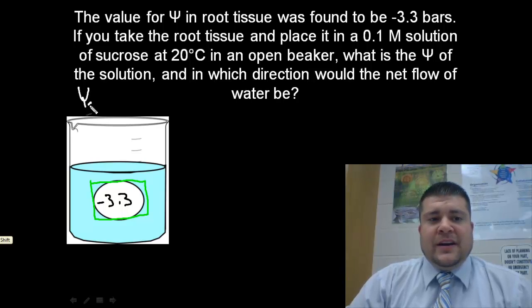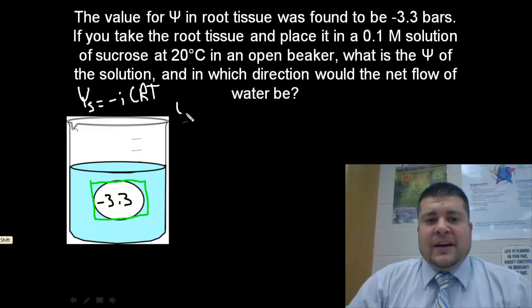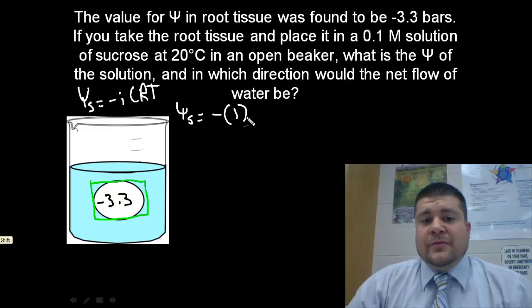And so the first thing we're going to need to find out is the psi S. And that has a cool little equation called negative iCRT. The way that we're going to find out what psi S is, is by taking that negative i, and i is going to be the ionization constant for sucrose, which is just 1. If it was salt, it would be 2, and that's pretty much all you're going to be working with. And then our concentration, which is going to be 0.1 molar.